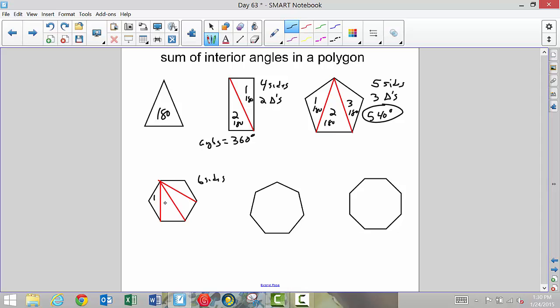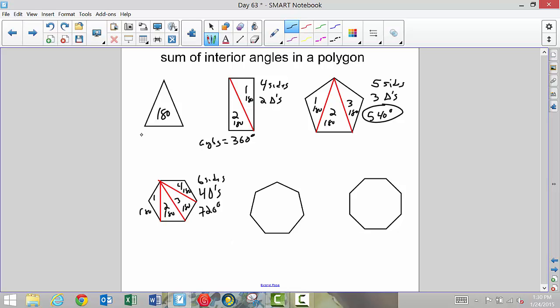Here we go. So I have 1, 2, 3, 4. I have 4 triangles. So with 4 triangles, each one is 180. So I know there's 180 there, 180, 180, 180. So 180 times 4 is 720. So all angles in a hexagon add up to 720.